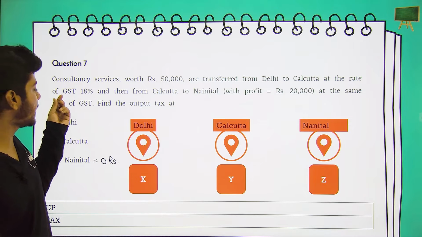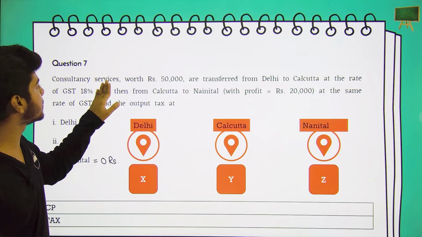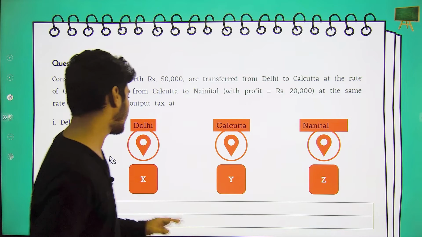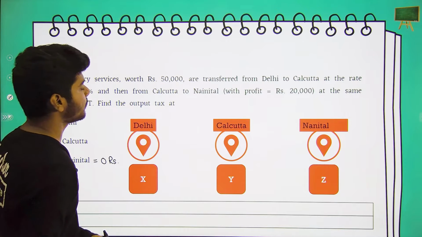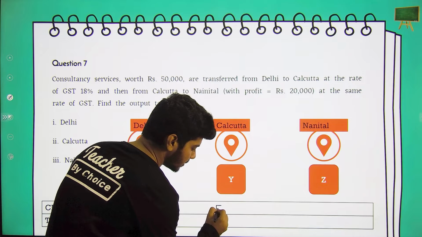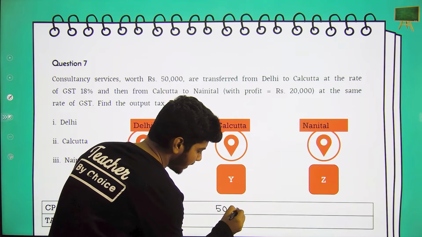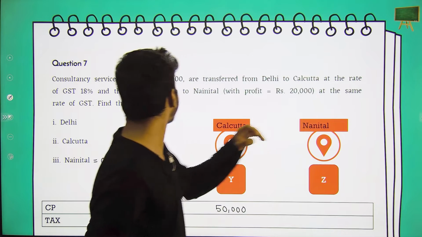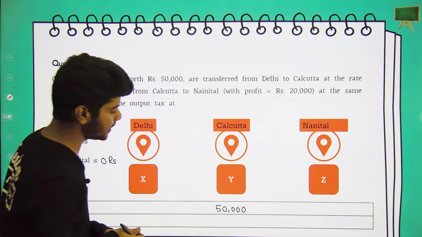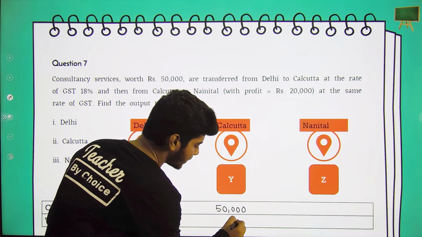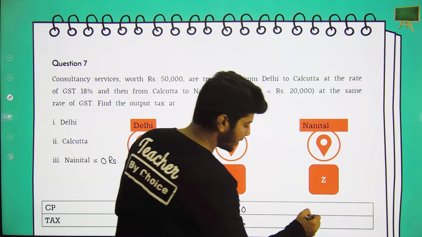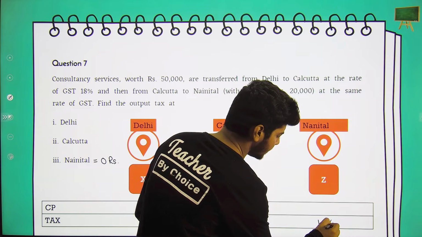Now let's go back to the sum. Consultancy services worth rupees 50,000 are transferred from Delhi to Calcutta. Delhi to Calcutta, 50,000 transfer of service. We'll write 50,000 over here. From Delhi to Calcutta at a rate of 18% GST. GST rate we will write over here, 18%. Same for both sides, they are the same, only 18%.